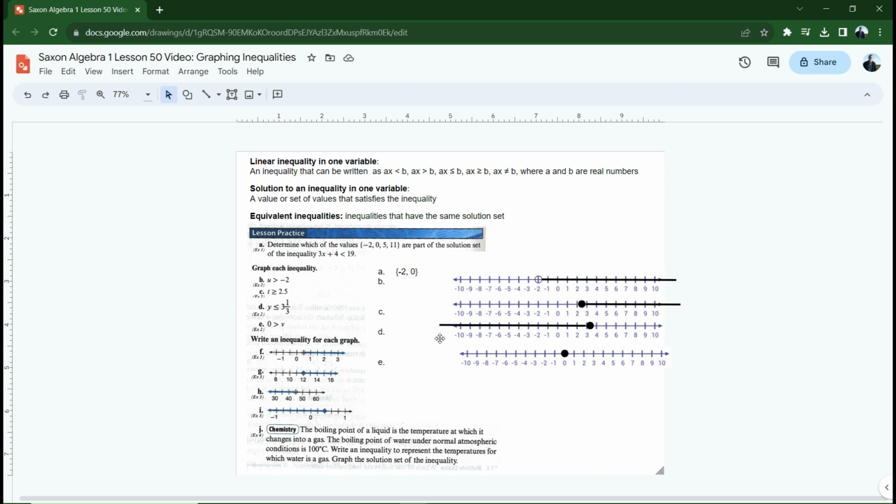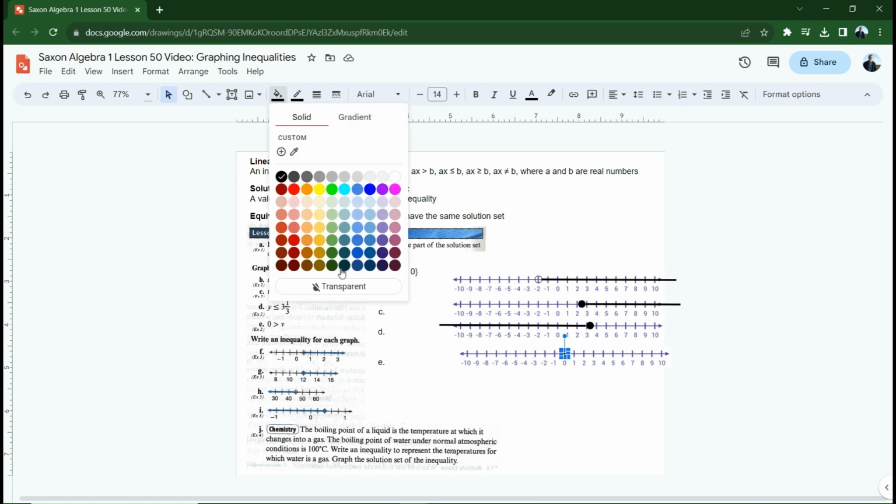Well, one of the things I could do is just check a number on the side of the point that I put. So I have to put a point at 0. I have to ask myself whether that point's going to be filled in. This one is just greater, not equal to. So this one's going to be an empty circle.